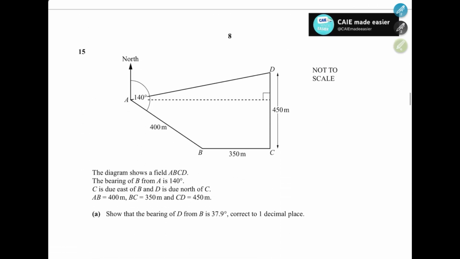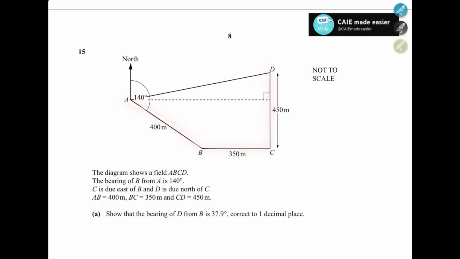Now moving on. Question number 15. The diagram shows a field ABCD. So this is a field ABCD. That's our field. The bearing of B from A is 140. So when you move from A to B, the angle is 140 degrees. C is due east of B, and D is due north of C. So this is D and this is C. They told us AB is 400 meters, BC is 350 meters, and CD is 450 meters.